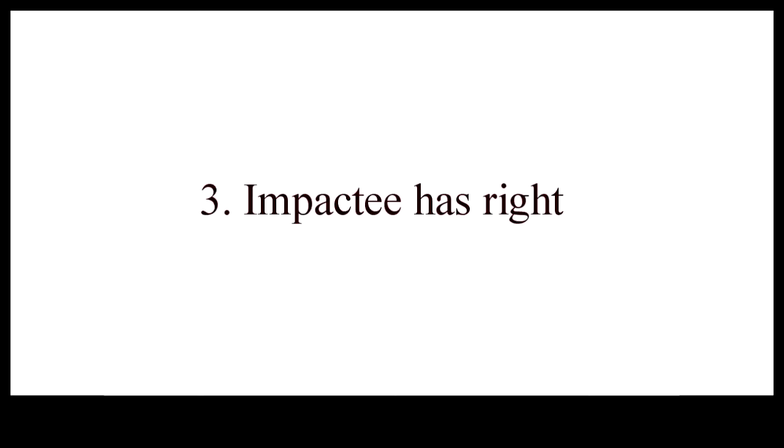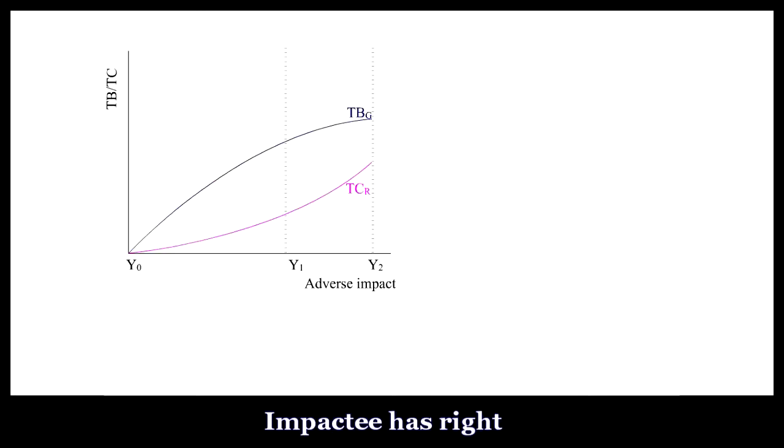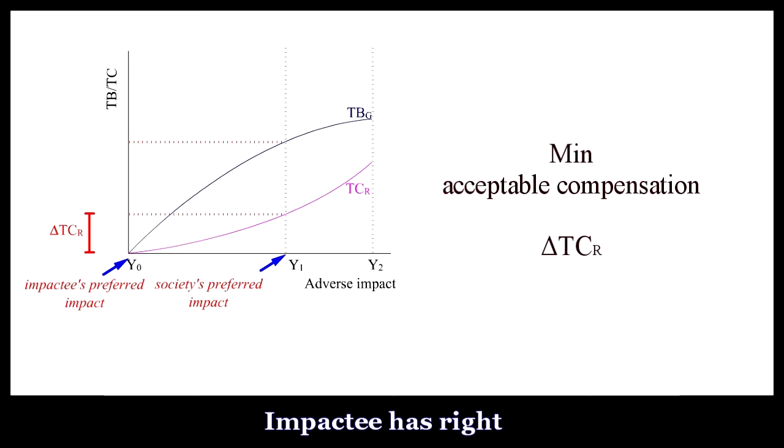Suppose the impactee has the right to zero adverse impact. The impactee would prefer to have zero impact at Y0, where TCR is 0, while the optimal amount of impact is at Y1 for society. To get from Y0 to Y1, the impactor must compensate the impactee for the cost that has to be incurred. Delta TCR is the minimum acceptable compensation.